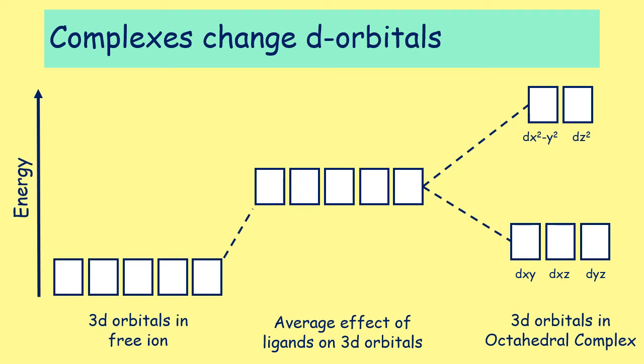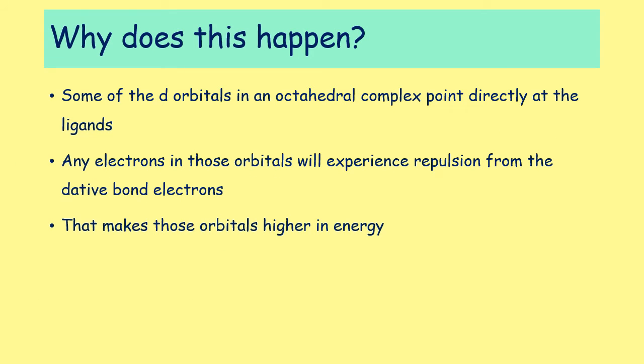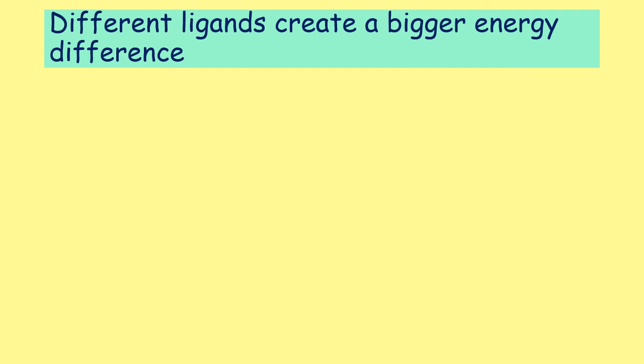So you don't need to worry about which orbitals are the specific ones that change. You just need to know that 2 go up a lot and 3 go up a little, and you've got a split between them. And that split is going to be really important. And this is just explaining some d orbitals point directly at the ligands. Any electrons in those orbitals will experience repulsion from the dative covalent bond electrons, and it makes those orbitals high energy.